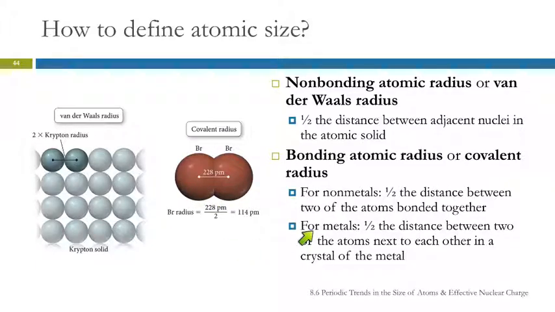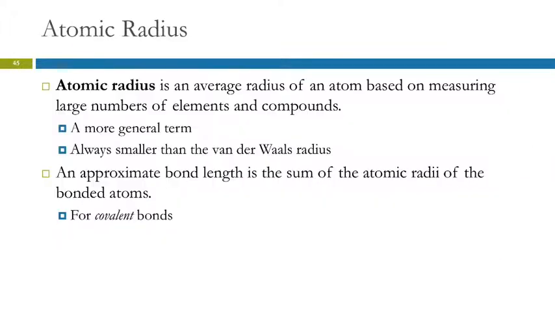For metals, we're looking at half the distance between two atoms next to each other in a crystal of the metal. Those are held together by metallic bonds. This distance is going to be smaller than that distance because of the bonding. So, you can quibble about all of this stuff. We care about general trends.